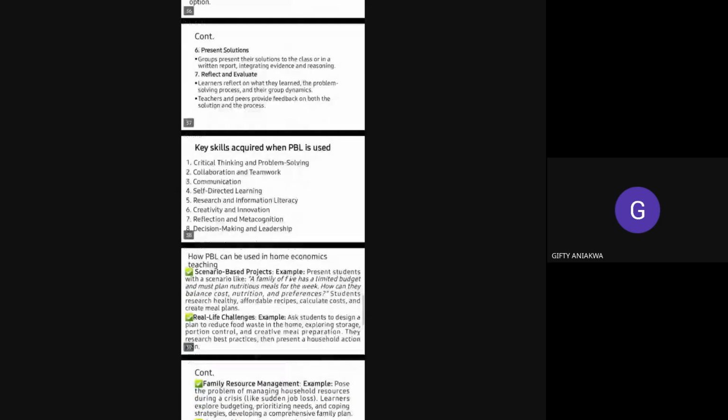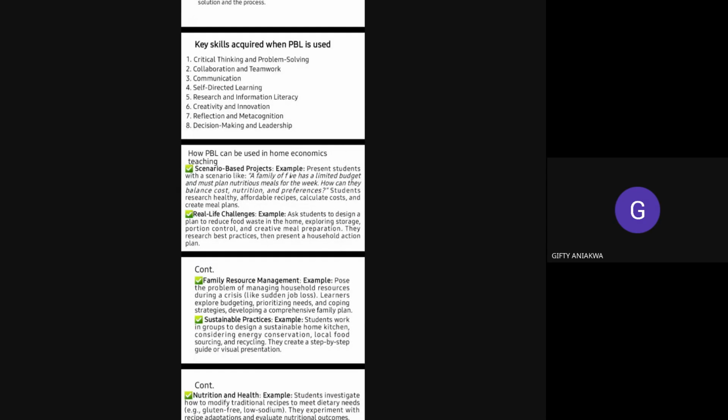How can PBL be used in home economics teaching? So one, we can have scenario-based projects. For every topic you can have a scenario related to it. So you present students with a scenario like: a family of 5 has a limited budget and must plan a nutritious meal for the week. This is the problem that they have. A family of 5 has a limited budget, so they have to plan a nutritious meal for the week.